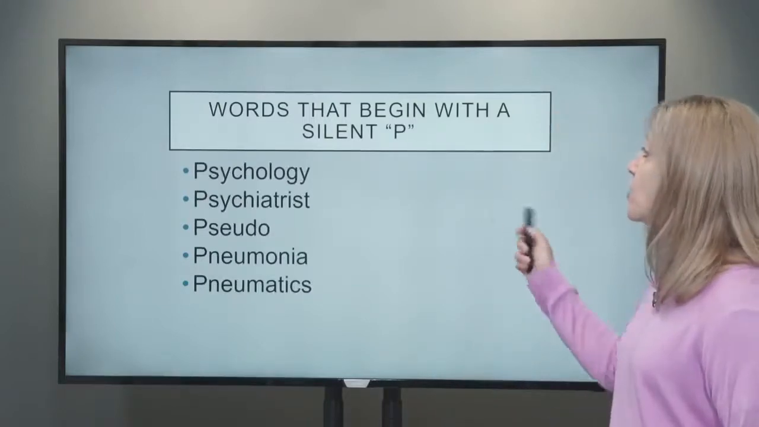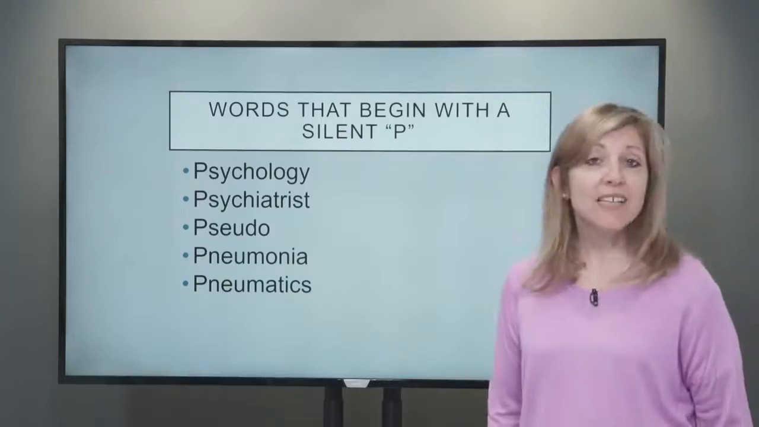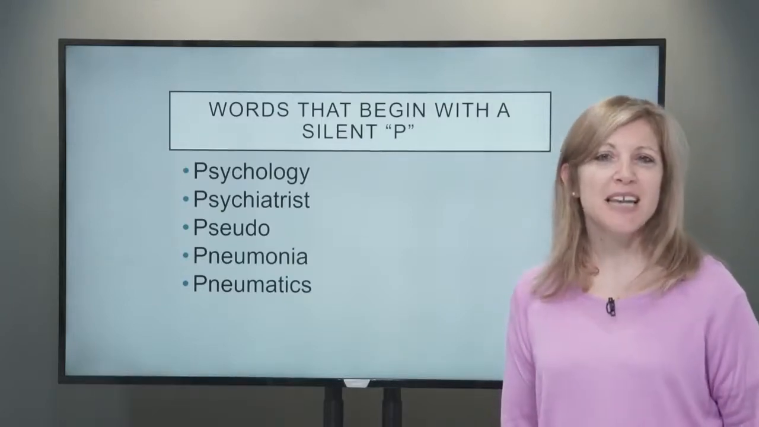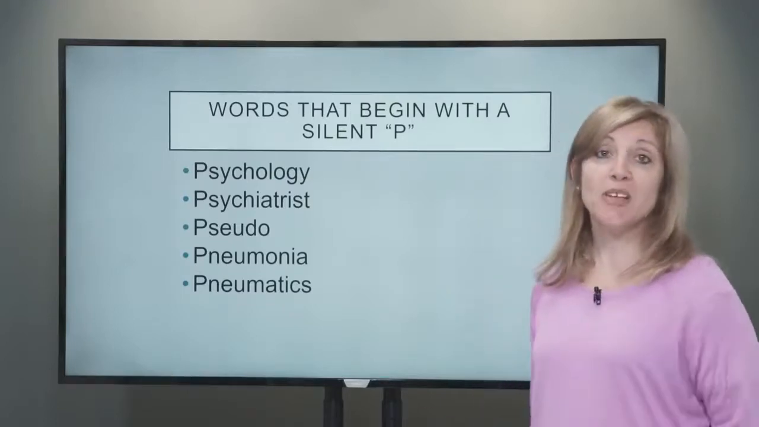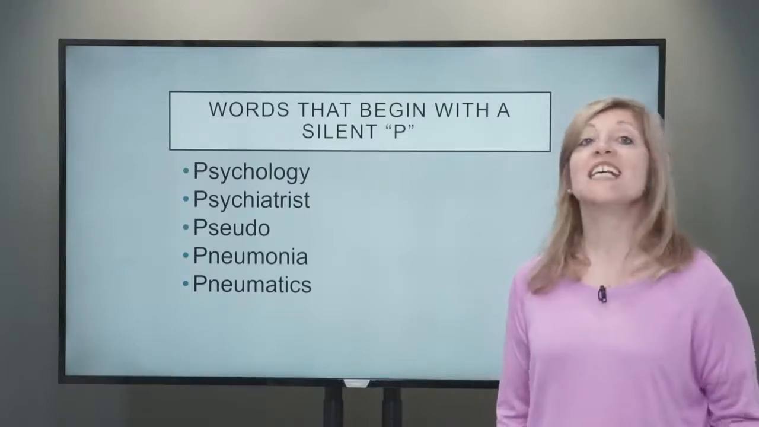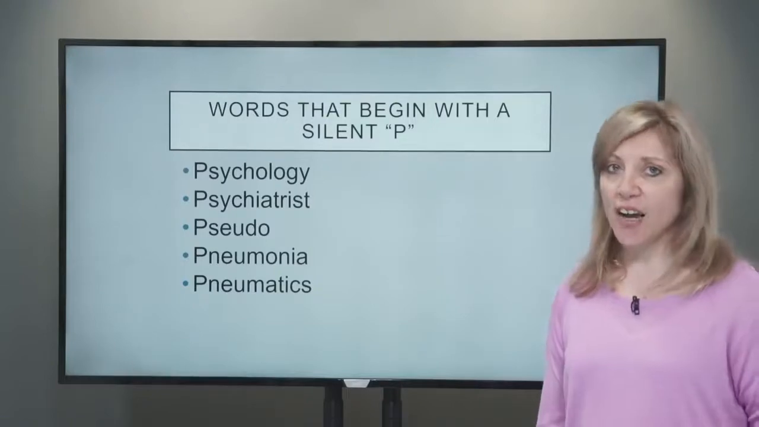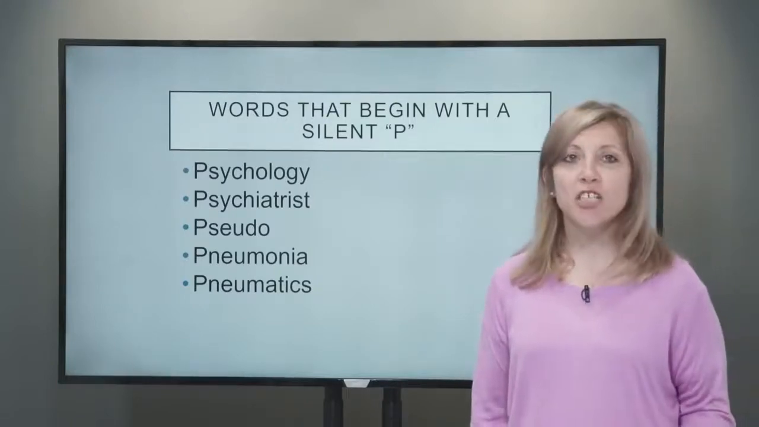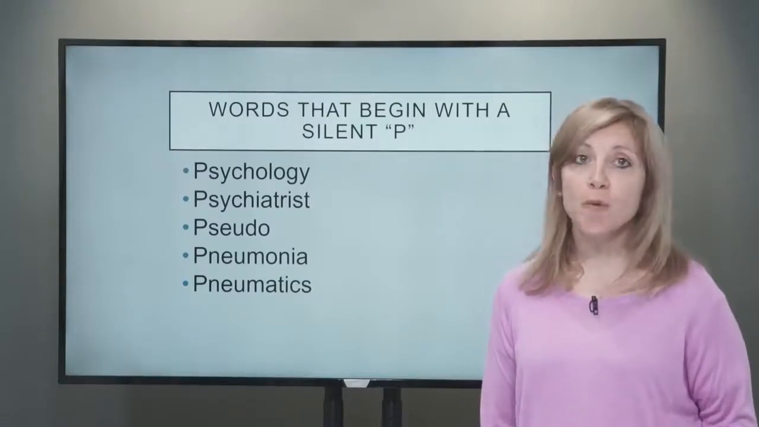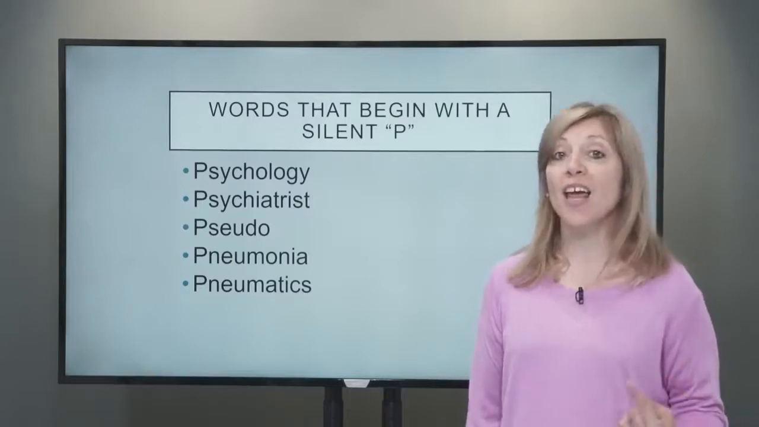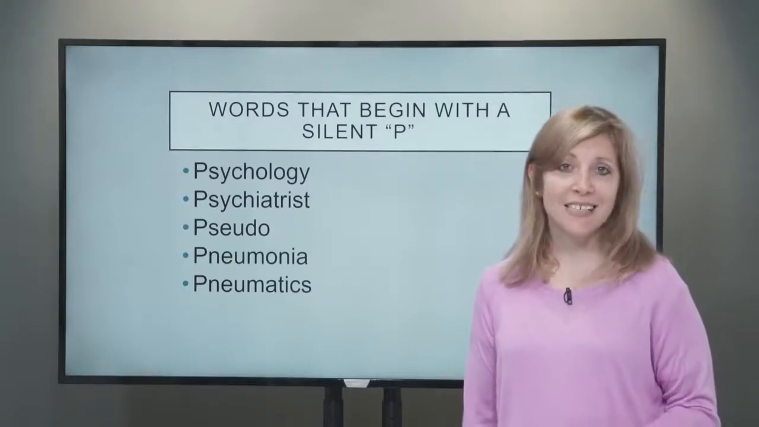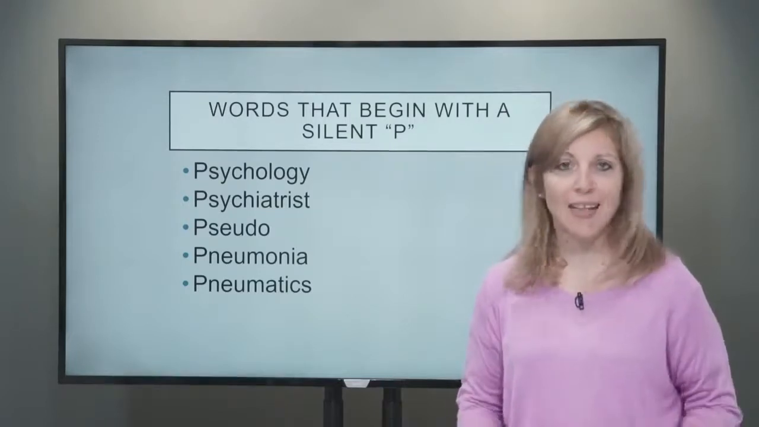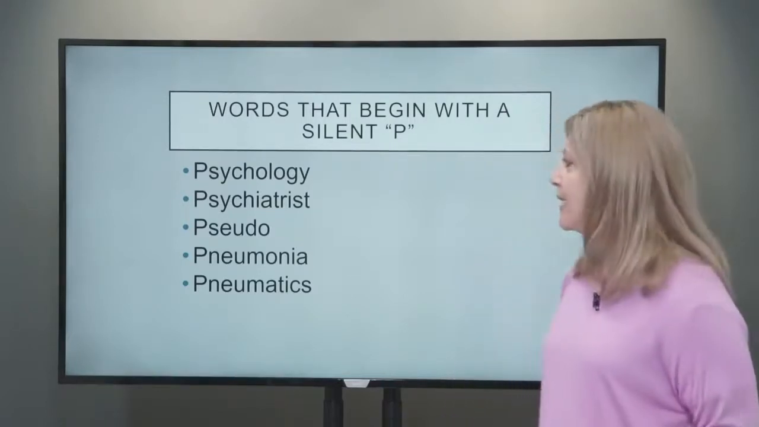Then sometimes we have a silent P. That's often a typical mistake as well, when people pronounce the P in those words, and that's wrong. So we say sy, we don't say psy. So psychology, psychiatrist, pseudo, and then PN, it's just N. Pneumonia, pneumatics. We don't pronounce the P there at all. So keep that list, please.